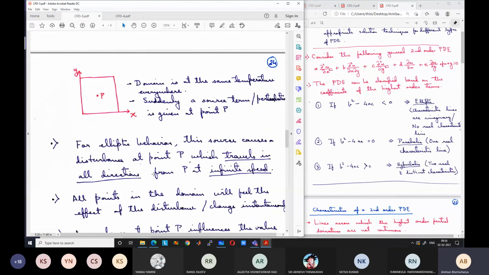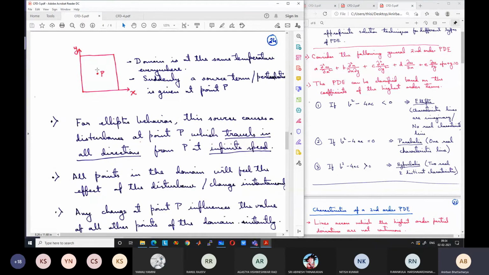To clarify, it means that any point in the domain other than P will feel the effect of the disturbance or change instantly. So if I consider a point here at the corner, if there is any change anywhere in the domain, this point will feel that there has been a change. Whenever there is a change at any point, all the other points also see the change.